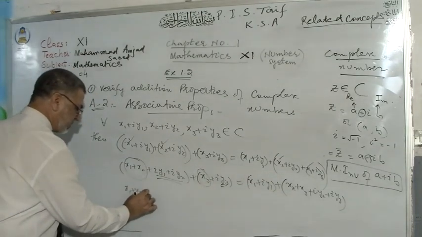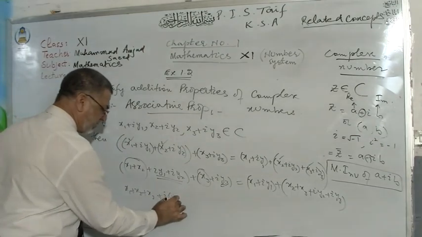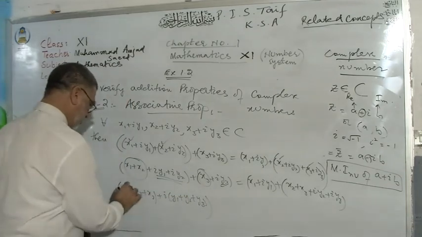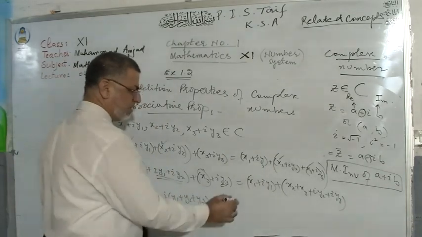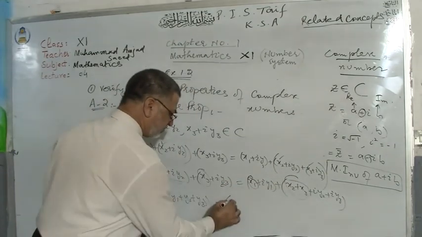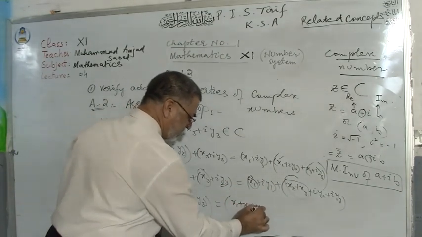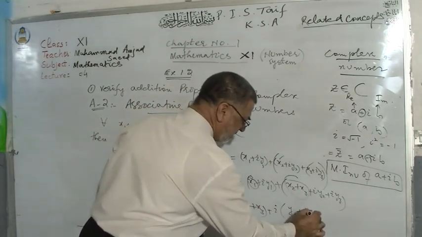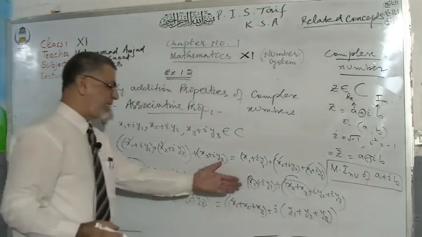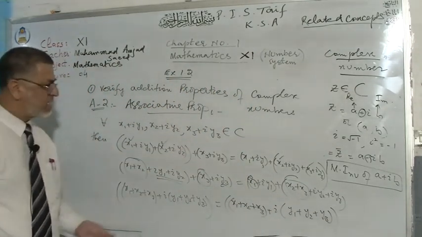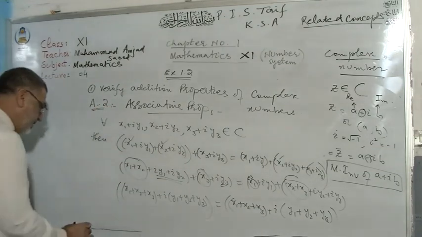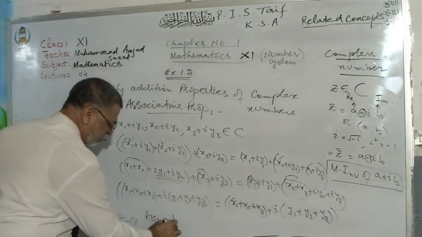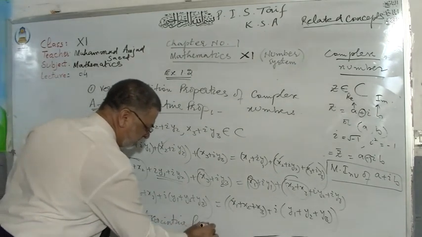x1 plus x2 plus x3 plus iota common y1 plus y2 plus y3 is equal to real plus real, x1 plus x2 plus x3 plus iota common y1 plus y2 plus y3. Dear students, you can check left hand side is equal to right hand side. Hence, associative property is satisfied.